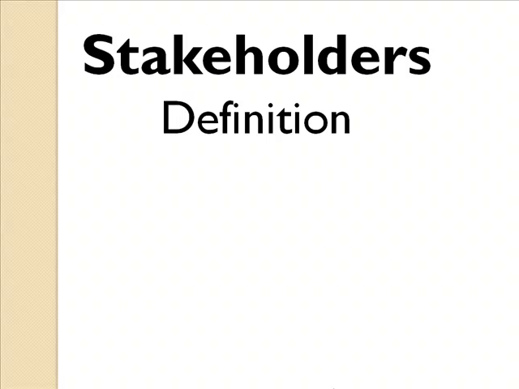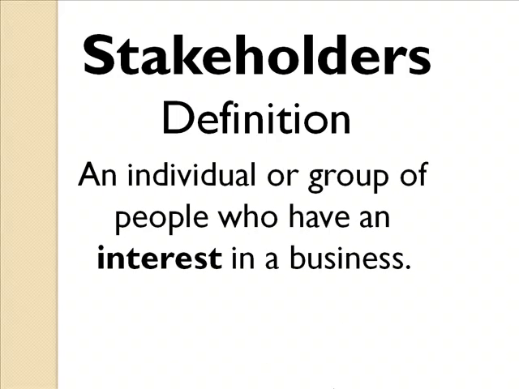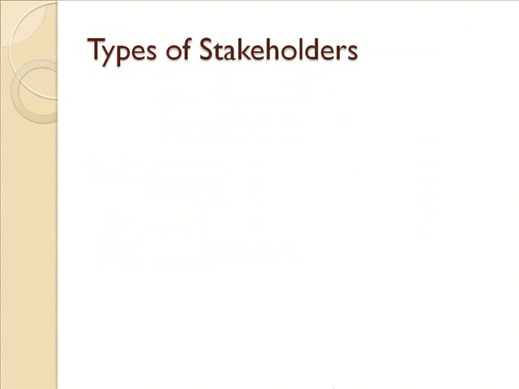So, what are stakeholders? Well, a very good definition is stakeholders are an individual or group of people that have an interest in a business, and that interest could be any type of interest at all. So it's an individual or group of people that have an interest in a business. Now, you've got a number of different groups of people who have an interest in a business and the different types of stakeholders, and I'm going to give you a list of the different types of stakeholders that a business can have.